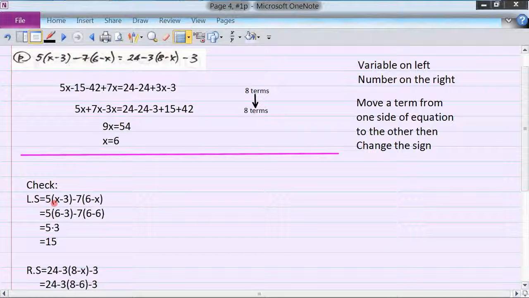So we have 5 times 6 minus 3. This is 3, which is 15. This part, 6 minus 6 is 0. 7 times 0 is 0. So we just have the 5 times the 3.